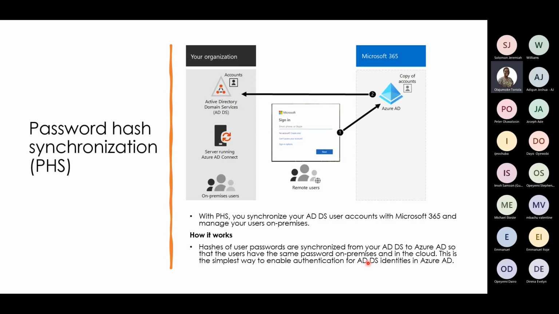Then hashes of the user password are what is synchronized from your Active Directory Domain Services to Azure AD. So the benefit here is that your users can use the same password on premise and in the cloud. And this is actually considered the simplest way to enable authentication for Active Directory domain identities in Azure AD. Now, let's look at how this works.